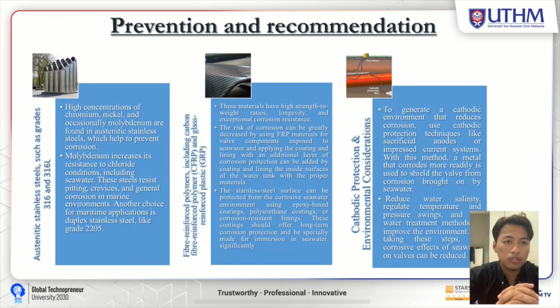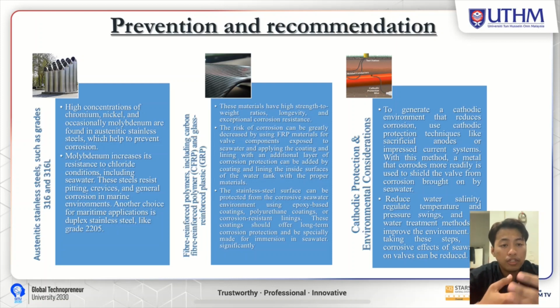Alright, so I would like to share with you the prevention methods and also the recommendations. So the first thing is austenitic stainless steel, which is such a grade as 316 and 316L. The advantage of using these is that high concentrations of chromium, nickel, and occasionally molybdenum are found in the austenitic stainless steel, which helps to prevent corrosion. Also, it increases the resistance to chloride conditions, including seawater. They still resist pitting, crevice, and general corrosion in marine environments.